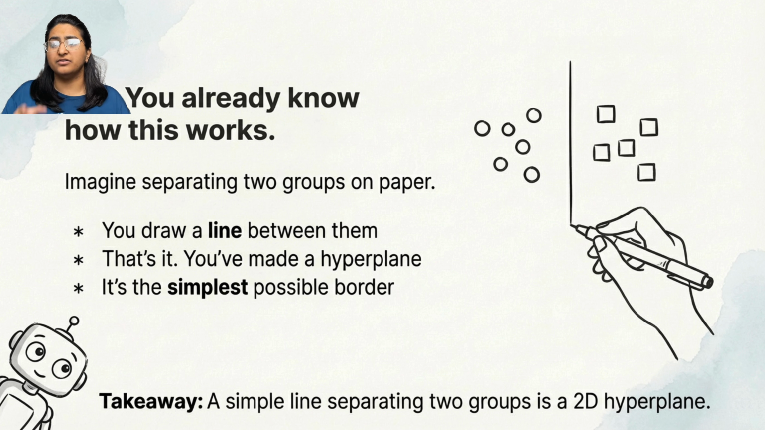If I draw a curve instead of a line, is it still a hyperplane? No. Hyperplane means flat.